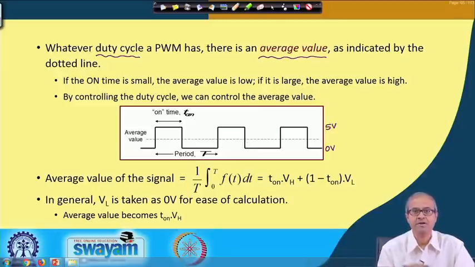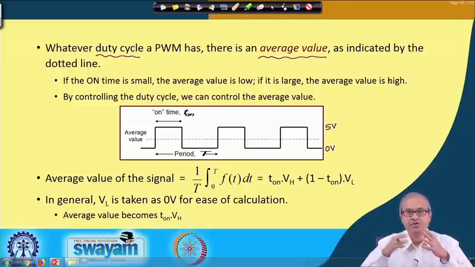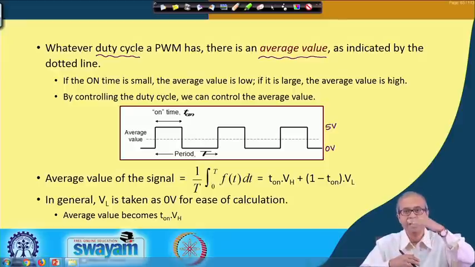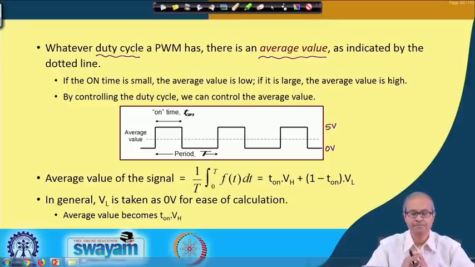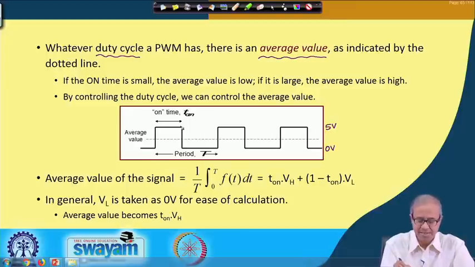So, if the on time is small, the average value will go down, if it is large, the average value will be high. So, essentially by adjusting the duty cycle, we are adjusting the average value of the waveform. Now, if you simply take an integral and take the average, you can compute the average value of the waveform over the time period T.